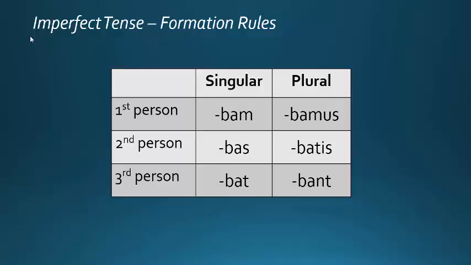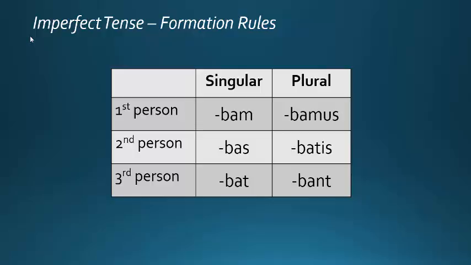Let's take a look at the imperfect tense formation rules. No matter what conjugation you have, again, you're going to be using these same personal endings: bam, bas, bat, bamus, batis, bant. Now, really, we have a tense sign here. BA is a tense sign that indicates the imperfect tense, meaning we're supposed to translate something using keywords in English such as was or were, or sometimes even used to.